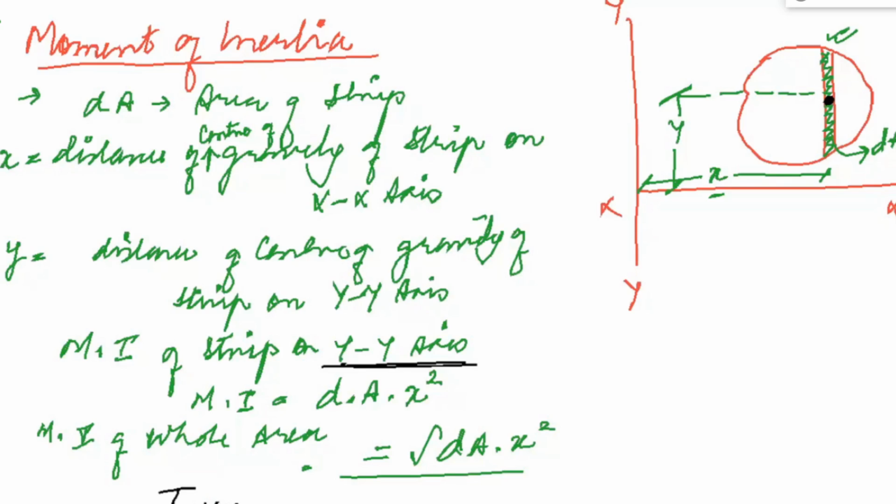And similarly, if we have to calculate the moment of inertia about the x-axis, it will be equal to the summation of the elemental area times y square. And this is the method by which we calculate the moment of inertia of any plane figure. Okay, now this was regarding the moment of inertia. Now there are two theorems on moment of inertia, which we will discuss.